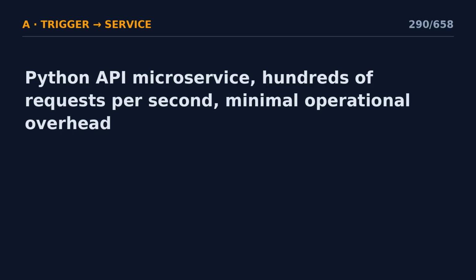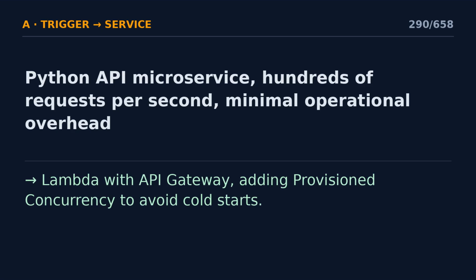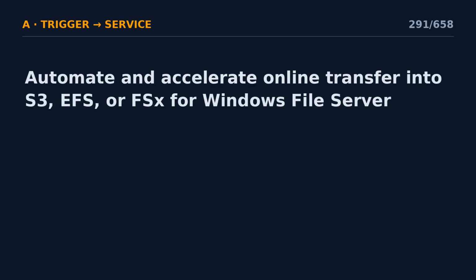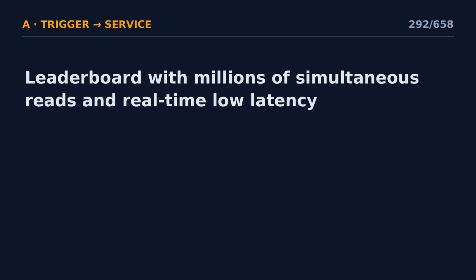Python API microservice, hundreds of requests per second, minimal operational overhead. Answer: Lambda with API Gateway, adding provisioned concurrency to avoid cold starts. Automate and accelerate online transfer into S3, EFS, or FSx for Windows File Server. Answer: AWS DataSync. Leaderboard with millions of simultaneous reads and real-time low latency.